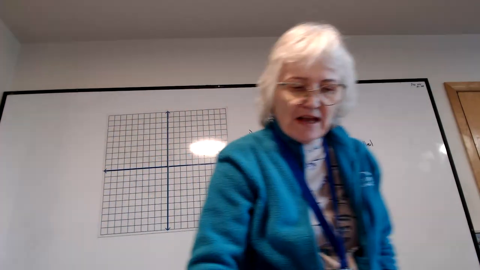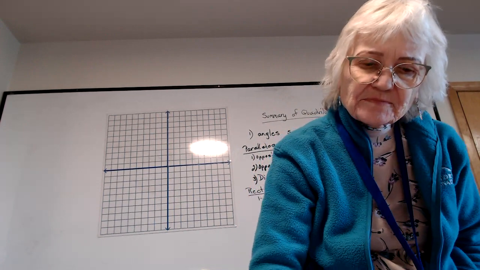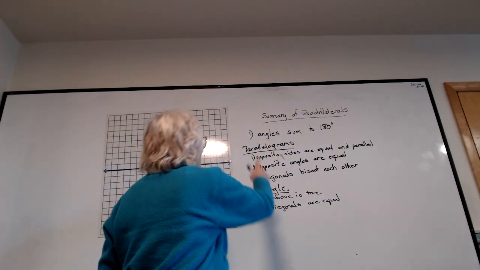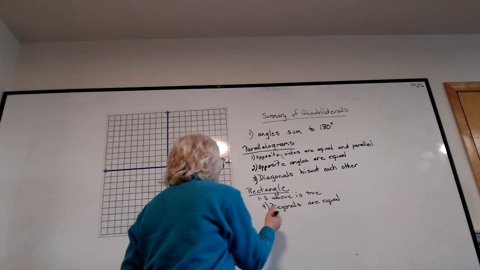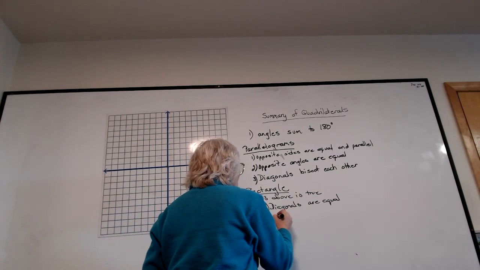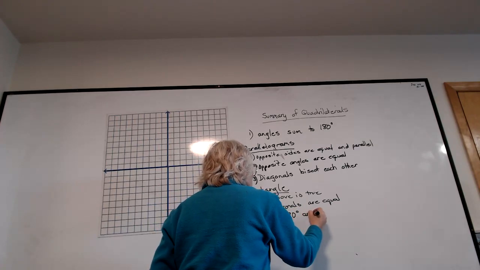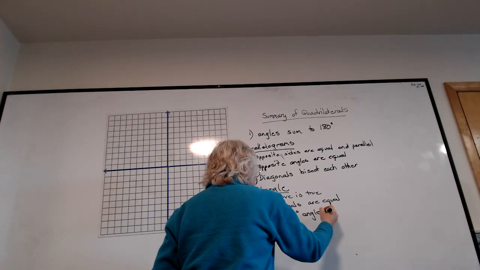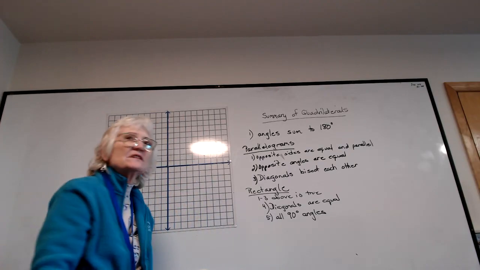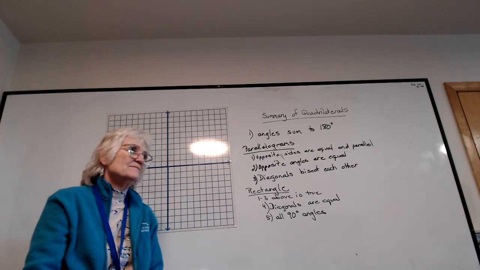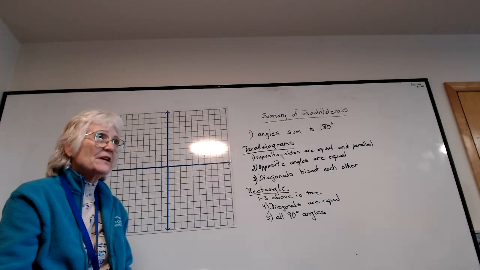We also know that, one other thing, in a rectangle, we have all 90-degree angles. So you could say all angles are equal. That's another way of saying it. Not all sides are equal in a rectangle. Okay, but you do have all 90-degree angles.